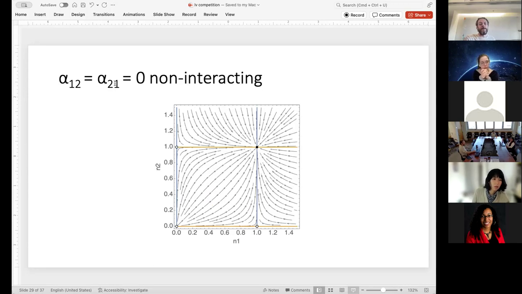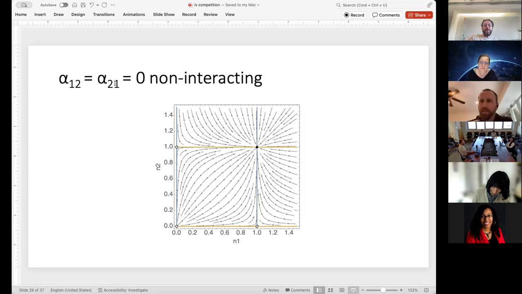Now we can go to the opposite extreme. If the inter-specific competition coefficients are 0, well, these species don't even interact, right? So their isoclines are perpendicular to each other, and there are independent logistic equations like we started out with at the very beginning. But what the heck, let's go further. Let's go beyond non-interacting from competition. Let's move into mutualism. Let's make these competition coefficients negative.